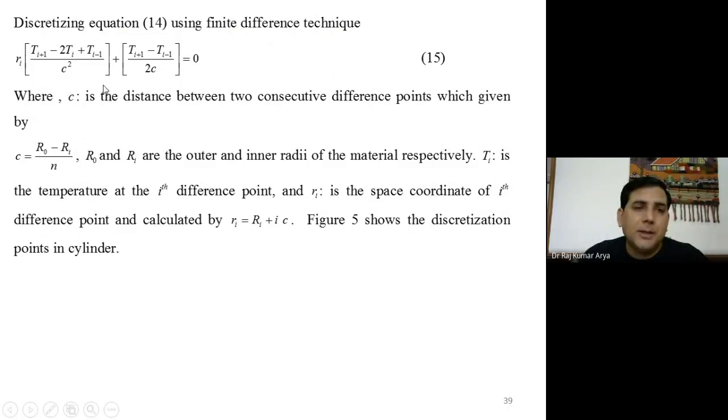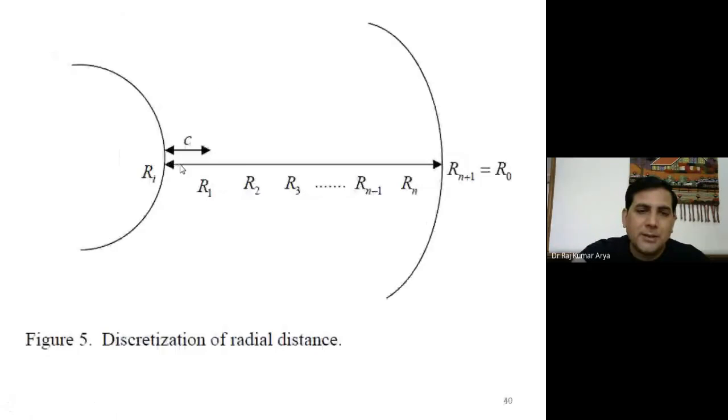So now you have this. Now again you have to write that c, the distance between two consecutive difference points, is calculated by this divided by this, and then you have the radii and all this. Then you want to generate spacing between these, calculated by r_i plus c. So keep on adding that c, then you can generate it. You can come to know by this particular figure how the c and everything is there.